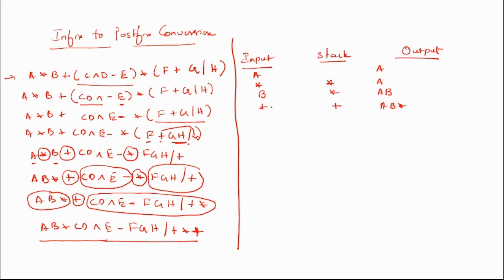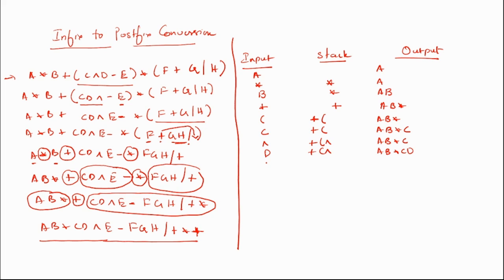Now after plus comes a bracket, right? After plus I will put the bracket here and I will write A B star as it is. Next comes C. C is not an operator, therefore I will write this as it is, along with whatever is there in the stack. I will say here A B star C. After C comes exponential. I'll push exponential into the stack. I will say AB star C. Then comes D. D is not an operator. Therefore, I will write it as it is: A B star C D.